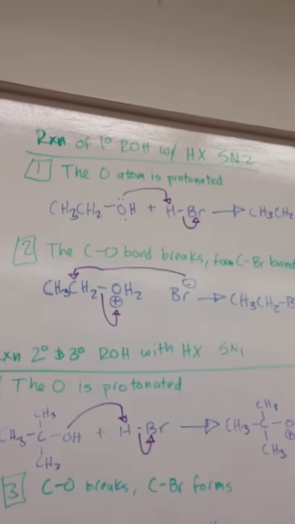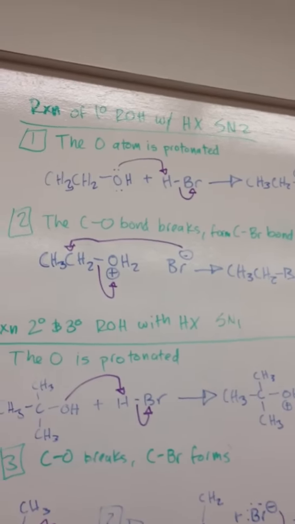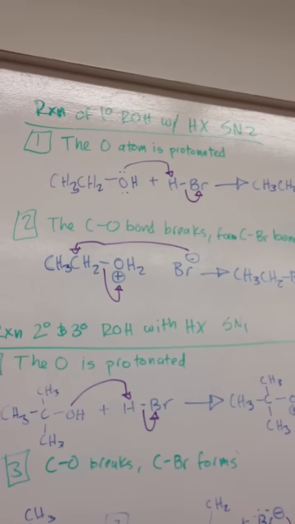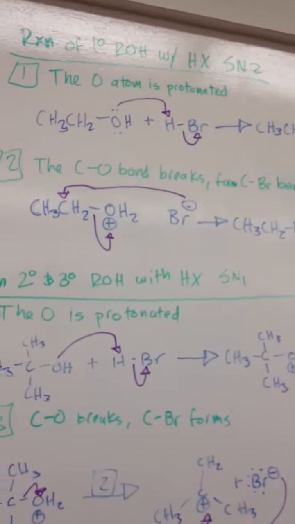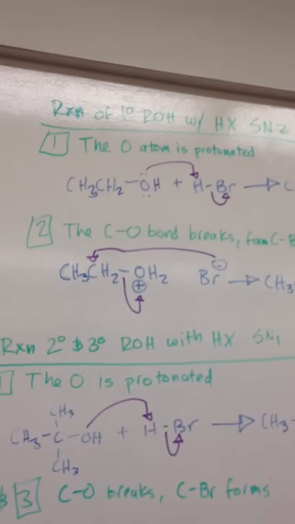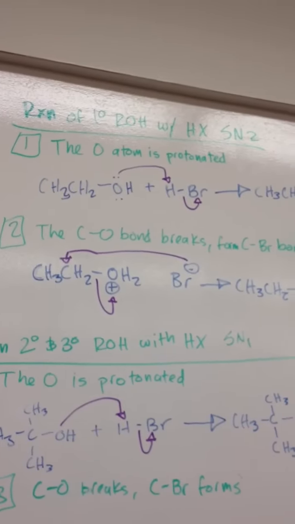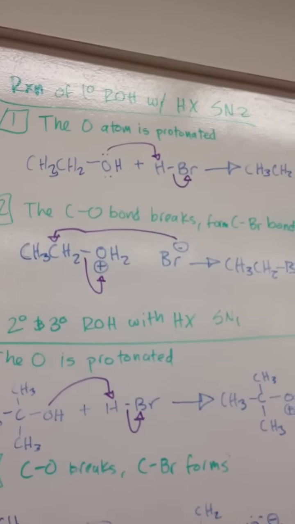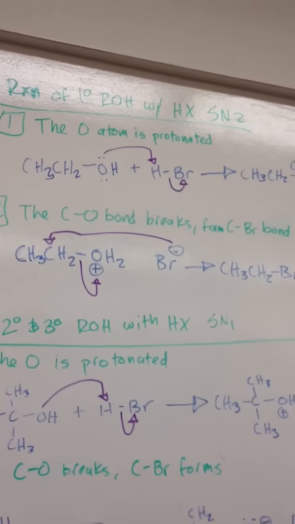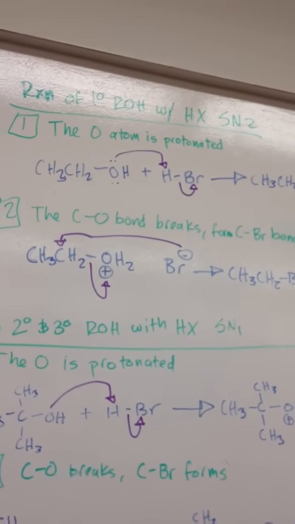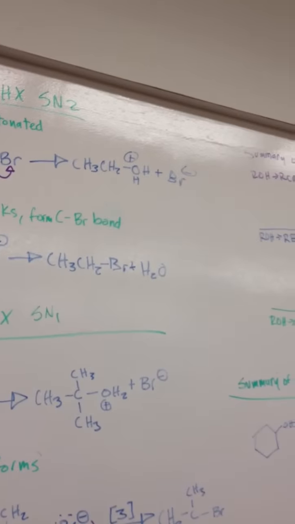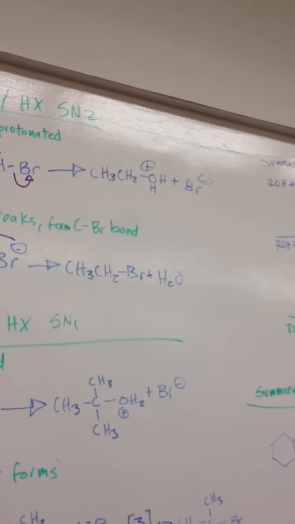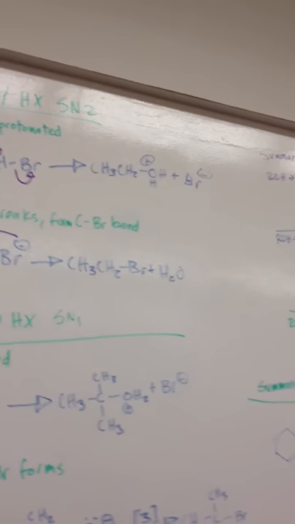The next reaction we have is a first-degree alcohol with an alkyl halide, HX acid, which is SN2. Here, X can be chlorine or bromine. In the first step, the oxygen is protonated. It gains a hydrogen from the hydrobromic acid, and then the hydrogen-bromine bond donates its electrons to the bromine, giving you a CH3CH2 water complex plus bromide.